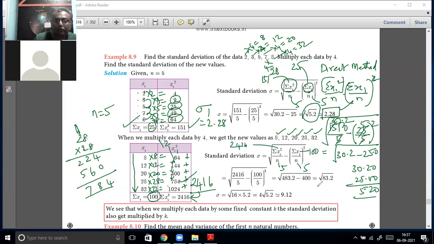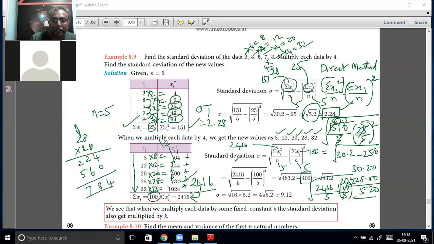So what you have to do? Root of 2416 by 5 minus 100 by 5 the whole square. So 100 by 5 will become 20. 20 squared is 400. That is what is put here as 400. Then you divide 2416 by 5.